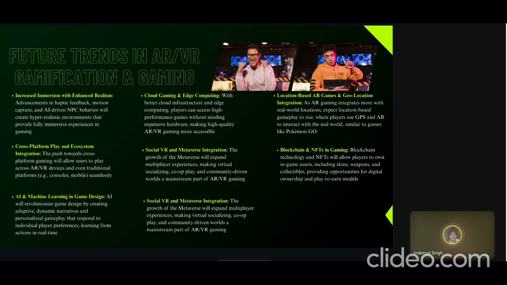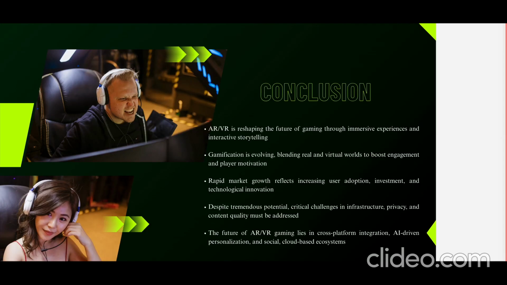In short, AR and VR are fundamentally reshaping gaming with deep emotion and interactive storytelling, blending real and virtual worlds, while challenges like infrastructure, privacy, and content quality remain. The rapid growth and innovation are undeniable. The future clearly points towards seamless cross-platform integration, AI-driven personalization, and a rich social ecosystem powered by the cloud. It's a truly transformative time for interactive entertainment.